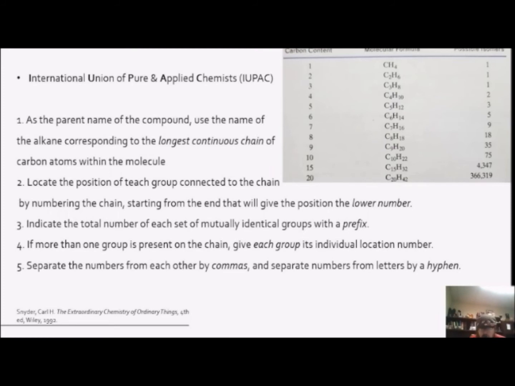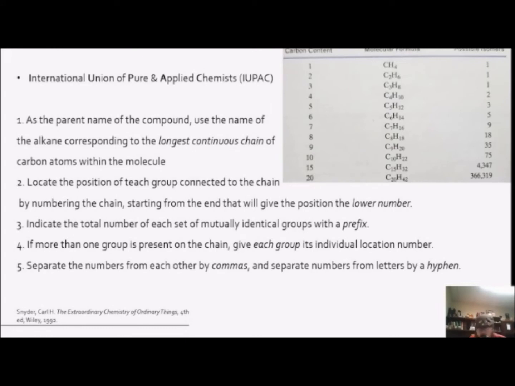Rule 2: Locate the number of each group connecting to the chain by numbering the chain starting from the end that will give the lower number for the position. So we want to give the lower number. If you count from the left and the branch is on carbon 2, and you count from the right and the branch is on carbon 8, you want to use the number 2.